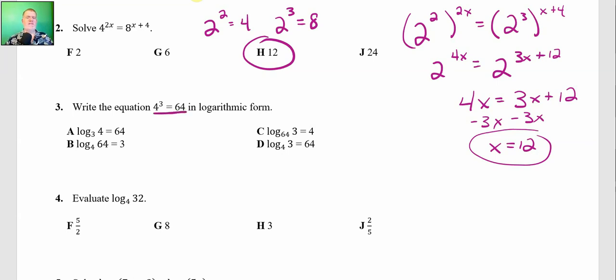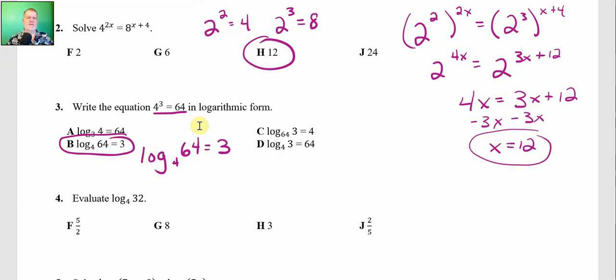This is just basically definition. How do you turn this into a logarithmic form? Remember, the 4 is the base. It's the base of the exponent, it's the base of the logarithm. And then we just kind of switch these two. Because remember, 4 is the base. 4 to the 3rd power is 64. So this is correct. Log base 4 of 64 equals 3.